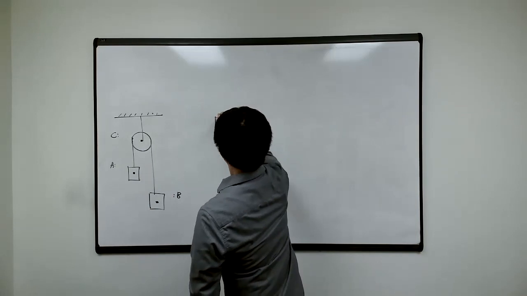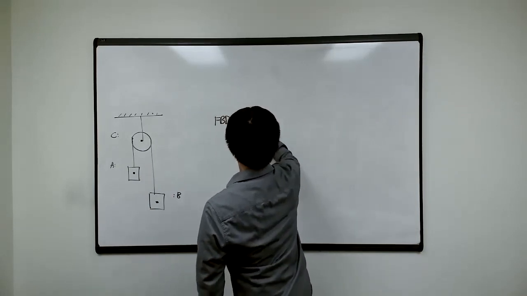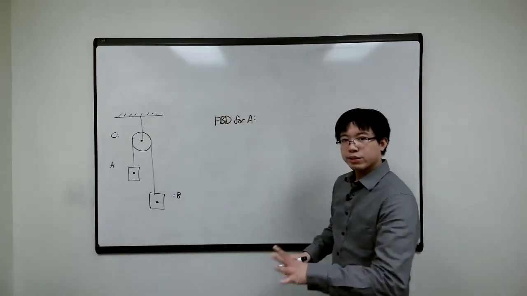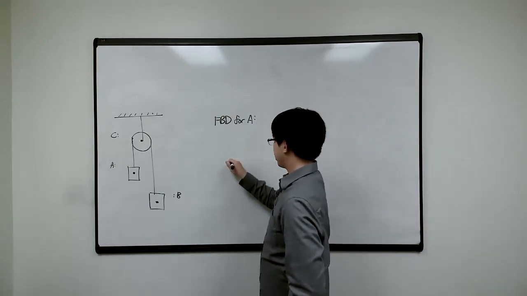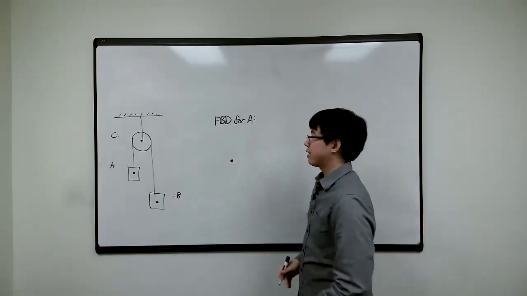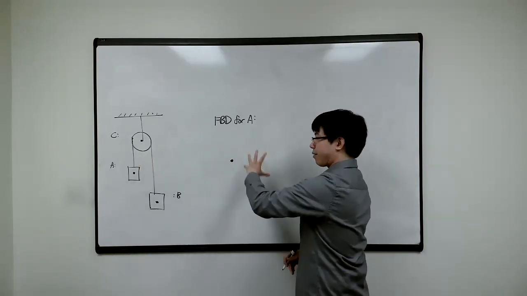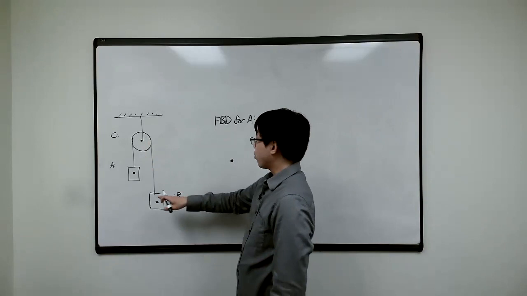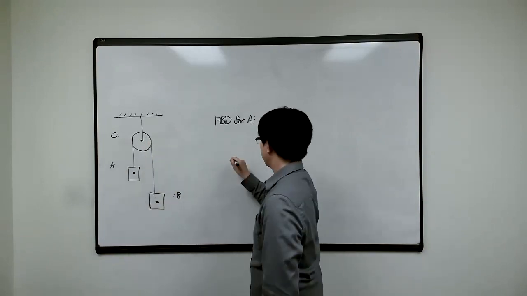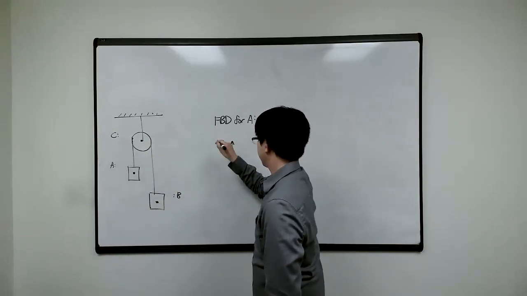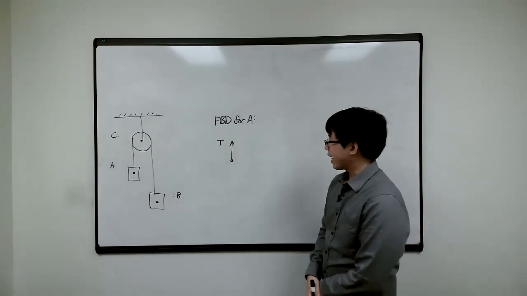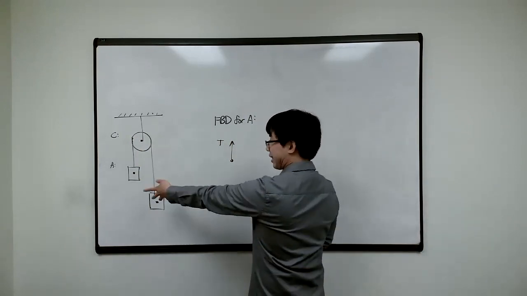So let's start with a free body diagram for A. We'll do it the cleanest way, representing it with just a dot and nothing else, so we can distinguish the physical diagram from a free body diagram. So what's touching it? The string over here, so you have a tension. That's all, okay? And nothing else is touching it.